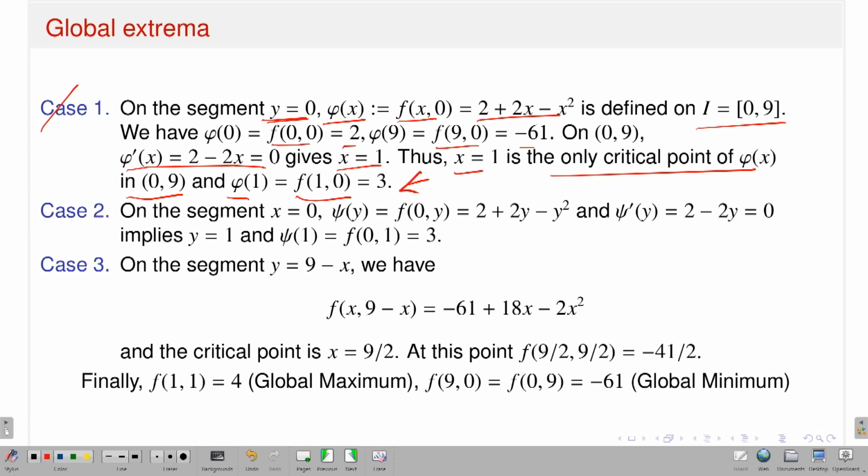Therefore in the boundary, what are the points? In the boundary I have 0, 0, 9, 0 and 1, 0. These are the possible points where extrema might exist, and you have the corresponding values. One is 2, one is minus 61, and another is 3.